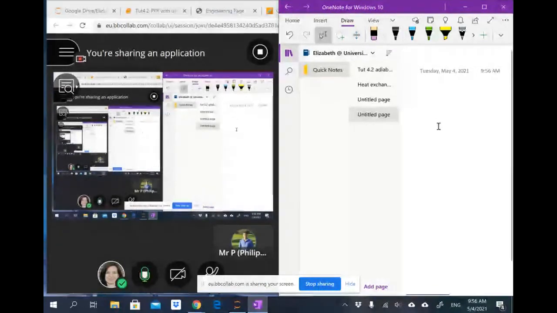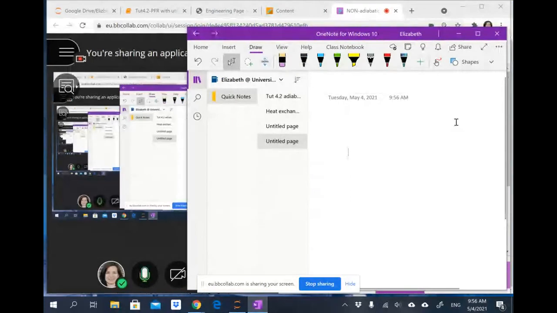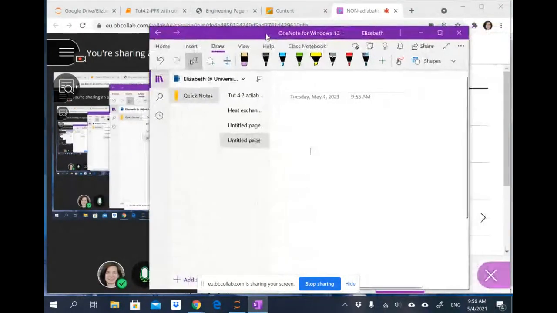Okay, share screen, share. Cool. There we go. Check. Add a page. I want this to have more space. Okay. Am I sharing? Can you see my screen?